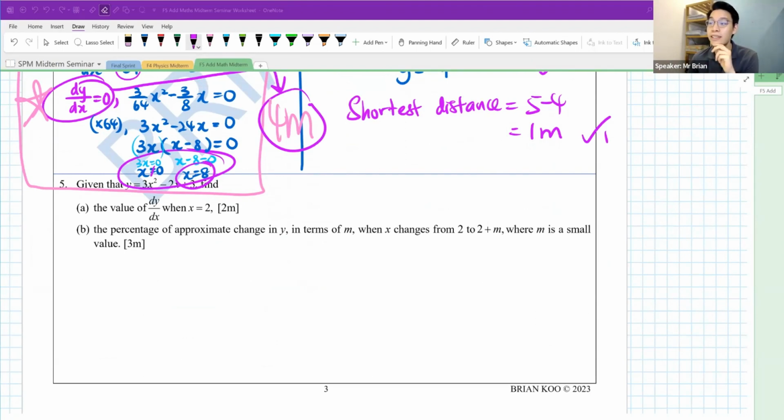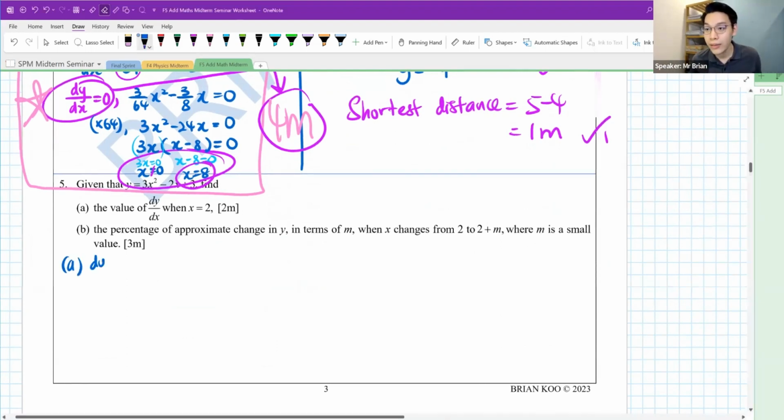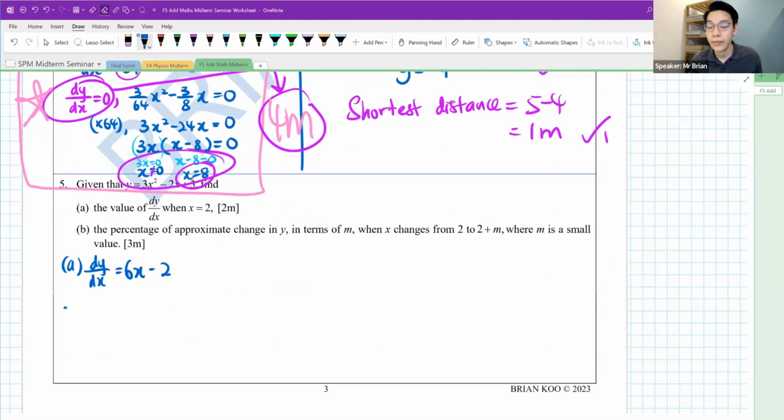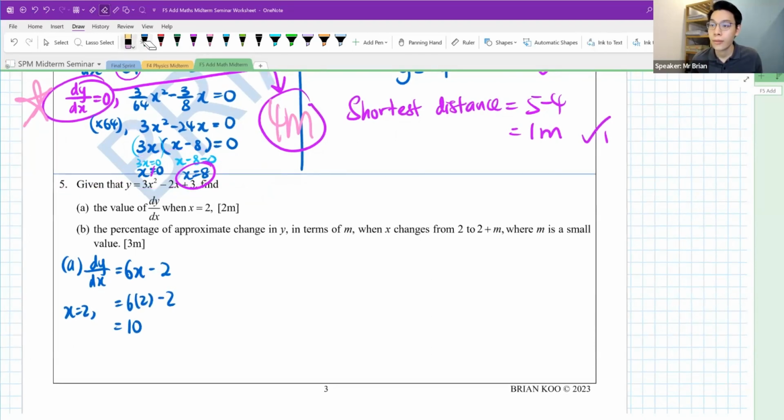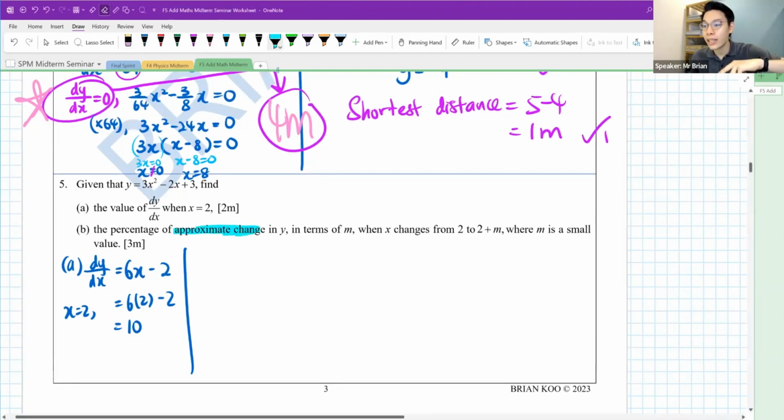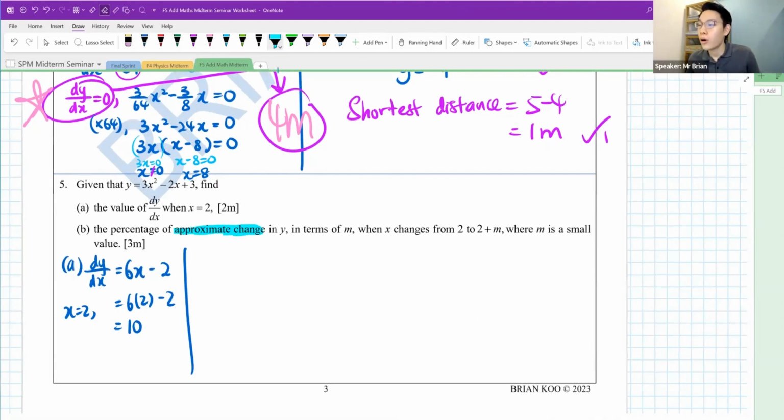what do you all think is the keyword? Actually, while you answer, I quickly do part A first. Part A very easy. Approximate change. Very good. Approximate change. Can see. So you go through that list. It is the last guy on the list. Approximate change. Or they say the x change from here to here, and it's a small value, small change. Okay, so small change, approximate change.